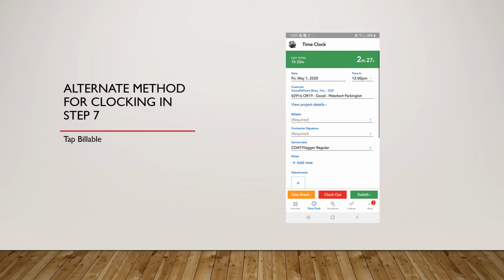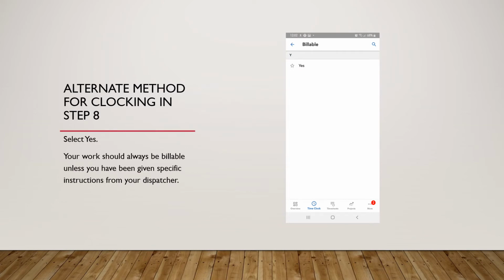Next, we need to tell TSheets that the work we will be doing today is billable to the contractor that we will be working for. Tap Billable on your screen. As a field employee, your time will always be billable. Make sure to tap Yes here. Tapping Yes lets TSheets tell our accounting department that we should be billing the customer for the work that you have performed today.